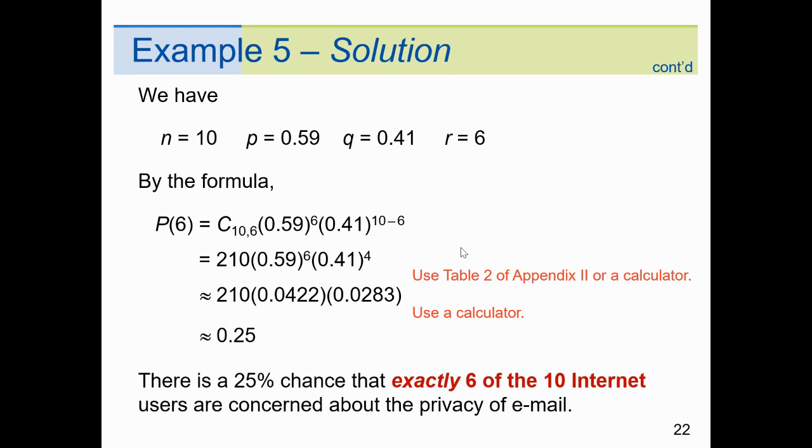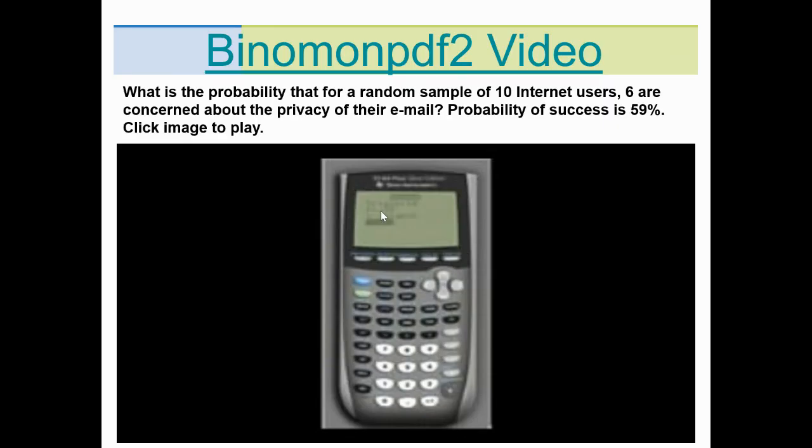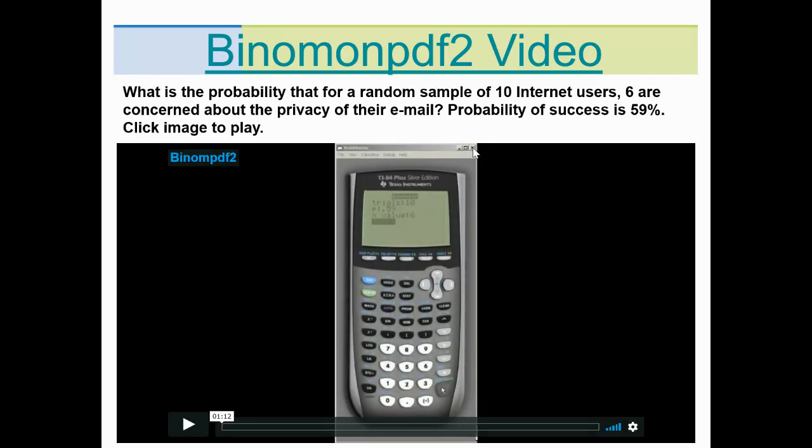And we know the answer is 0.25, doing it with the formula. If you watch this video out of the PowerPoint, I actually do it all out. We can see I calculate for 10 trials. N is 10, my P is 0.59, and my X value, the same as my R value, is 6.